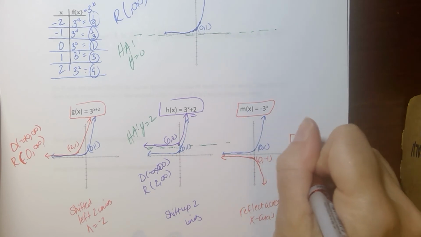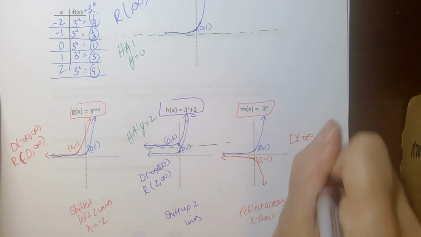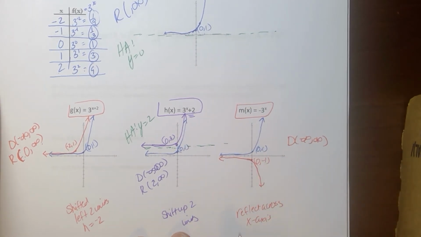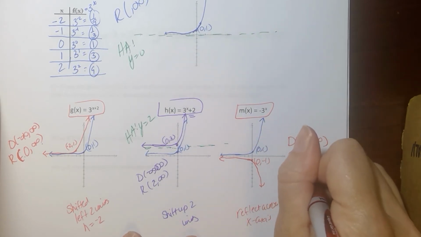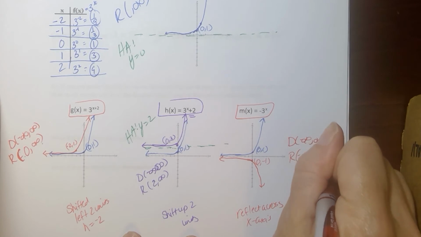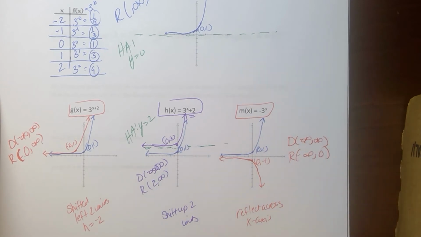My domain is still all real numbers. If it starts all real numbers, it stays all real numbers. My range, instead of having a lower limit, now has an upper limit. So my range is from -infinity up to 0 this time.